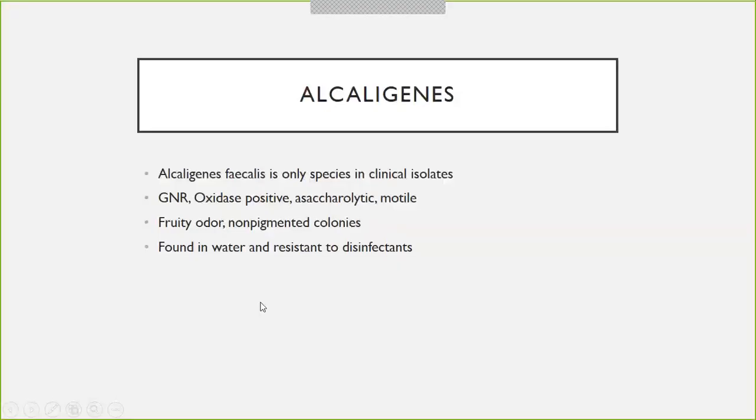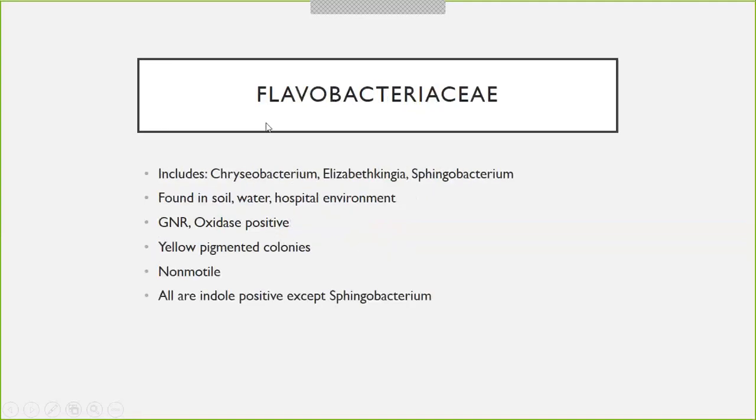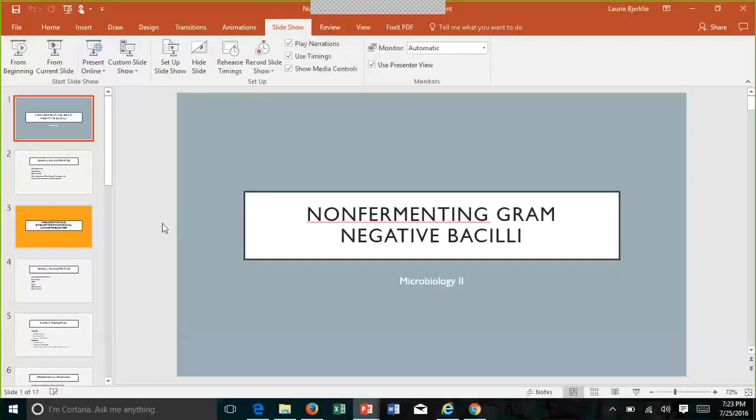And then some other non-fermenting gram-negative rods. We have Alcaligenes. This is said to smell like strawberries, or they call it a fruity odor. Basically, Alcaligenes faecalis is the only one we're really worried about out of the group. And then you have Flavobacteria, and these have yellow pigmented colonies. Gram-negative rod, oxidase positive. In this grouping, there's Chryseobacterium, Elizabethkingia, and Sphingobacterium. I used to talk about these separately, and then I just stopped because they're not that common, so I put them all together here for ease of discussion. Soil, water, hospital environment, so you kind of get there's a theme with why these things have been grouped together. And so that's it.